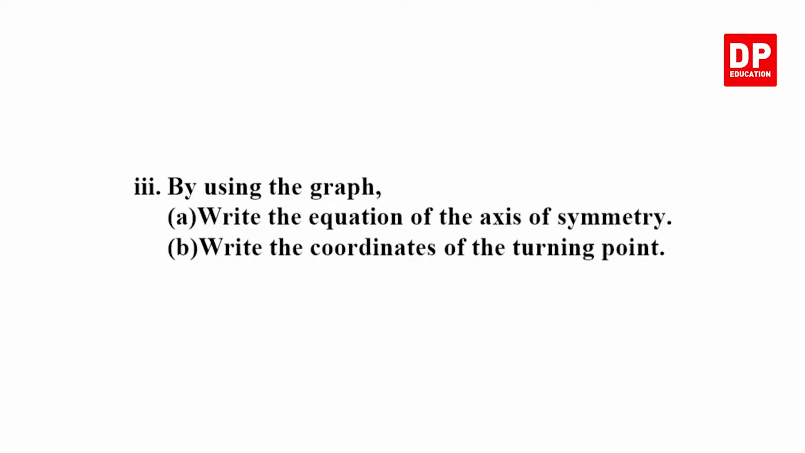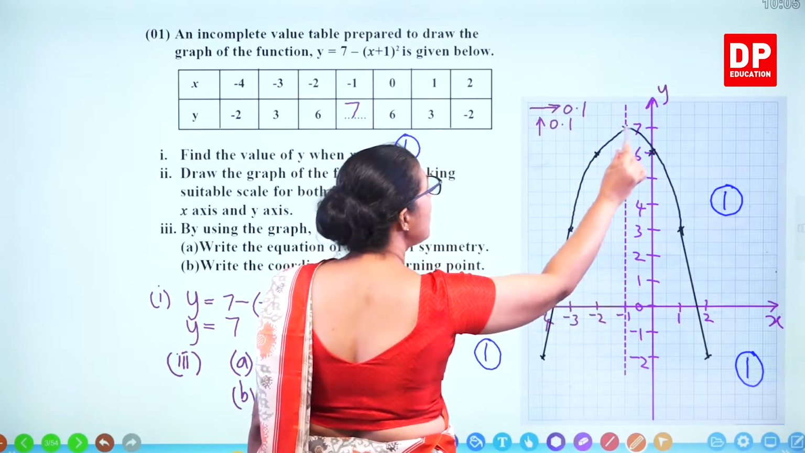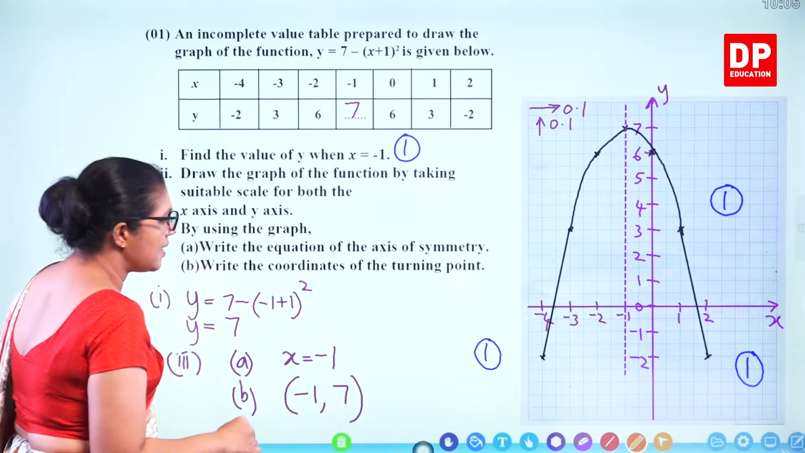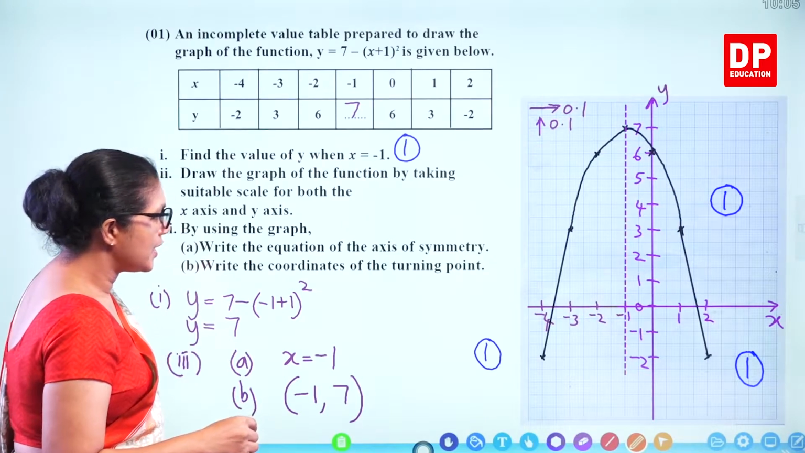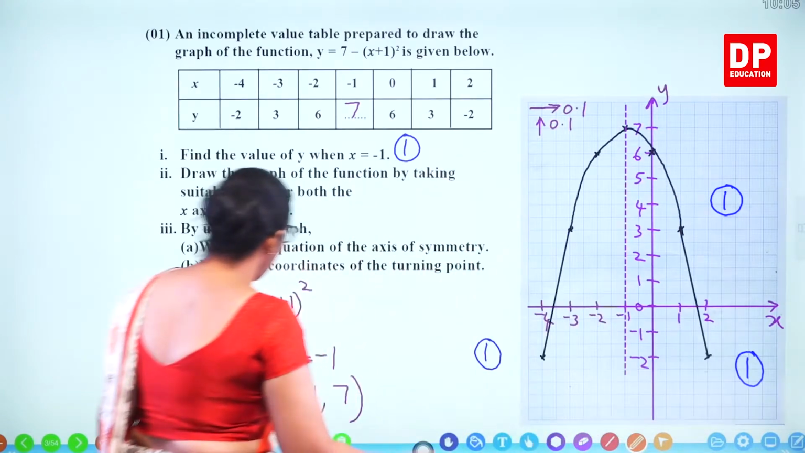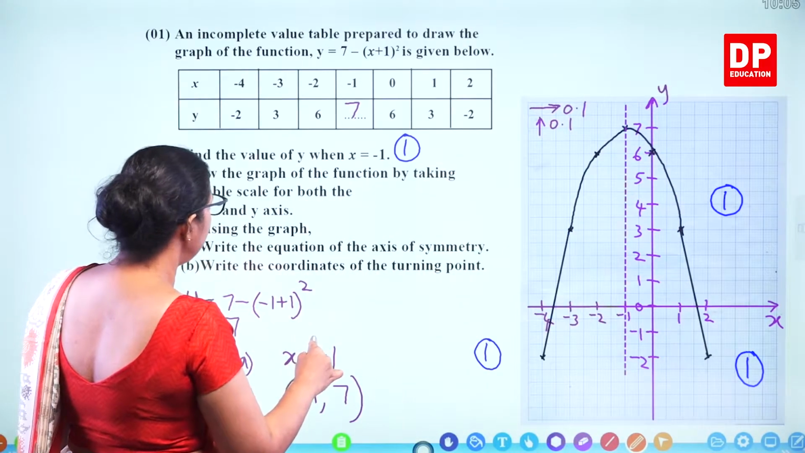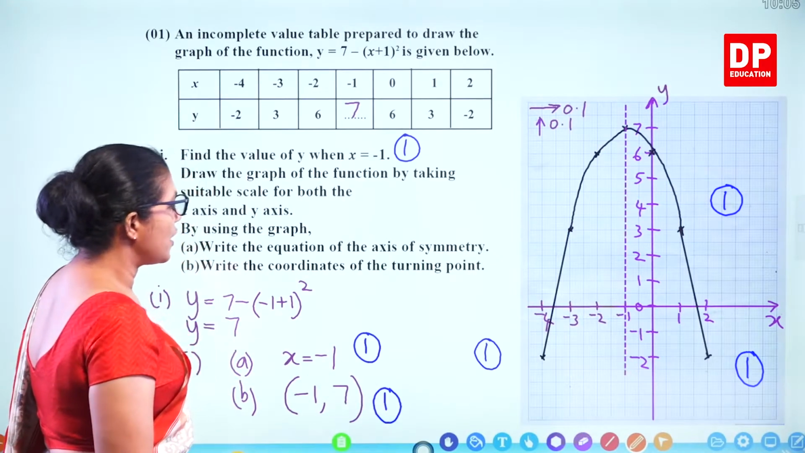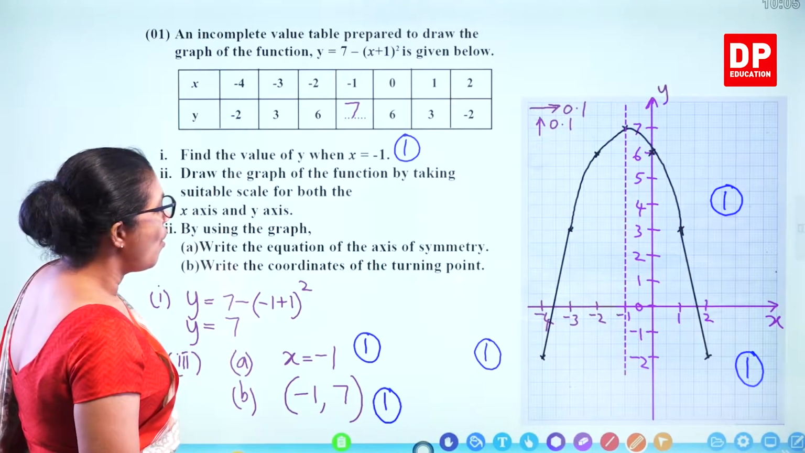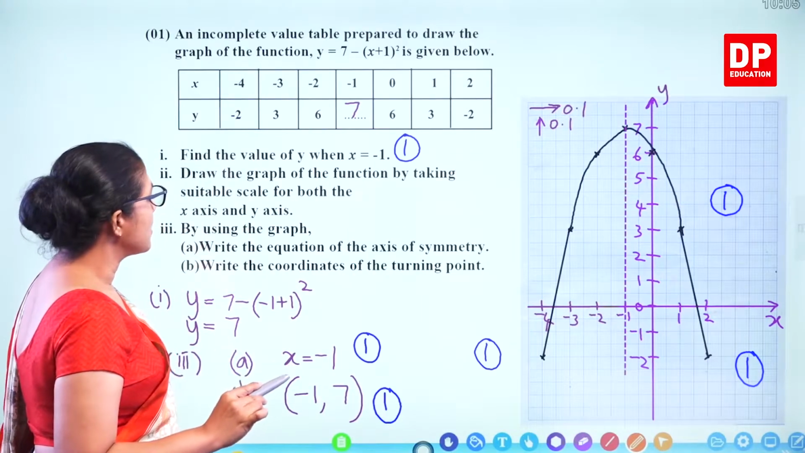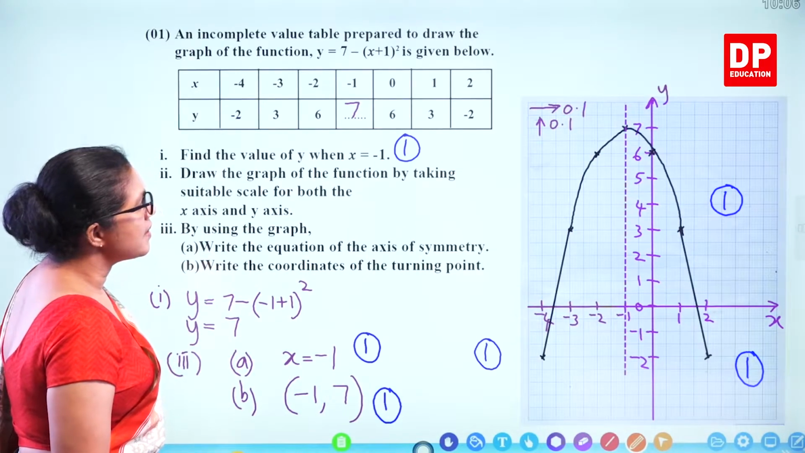B, write the coordinates of the turning point. So what's the coordinate here? Minus 1 with 7. So you can write minus 1 comma 7 is the vertex point or turning point. So for this one, you can get 1 mark here for the equation and 1 mark for the vertex point. 1, 2, 3, 4, 5, 6 marks for this part. We'll take a look at the next one.